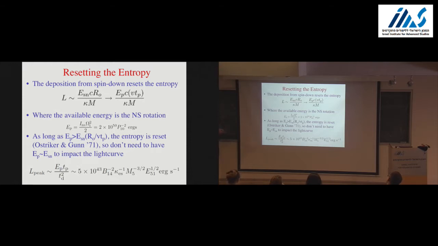Right, here it is. And so I can modify this luminosity as long as the energy that was spun down is bigger than this formula, which is easy to do. So I can easily reset the entropy. All right, I can also then calculate the peak luminosity. It's the same algebra that we've all been doing. I very quickly get into the realm of what I need. So this is not a stretch.